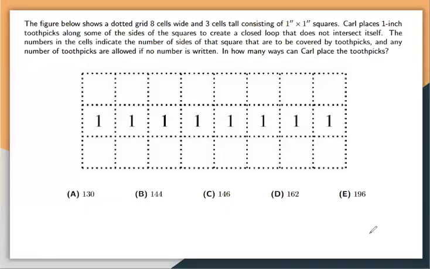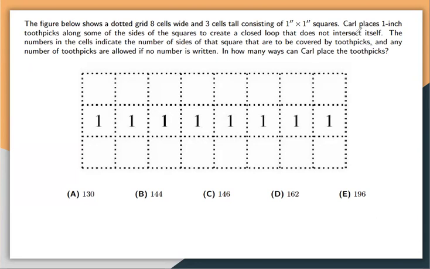Hello. So we have AMC 12A, number 25, and number 22 for 12A. This was the interesting question. The figure shows a grid with eight cells wide and three cells tall, consisting of one-by-one squares. So we basically have a 3 by 8 rectangle.